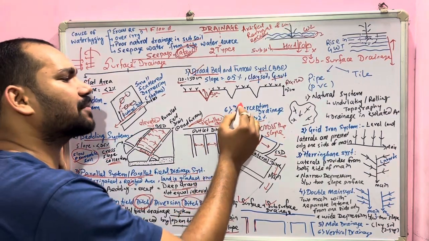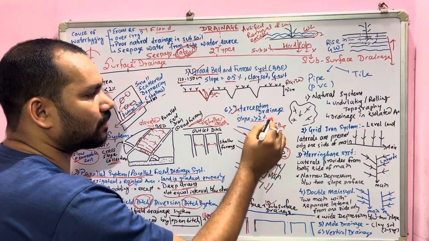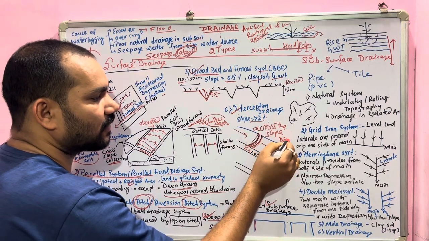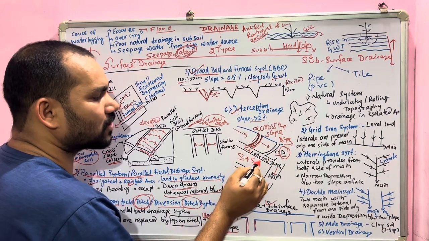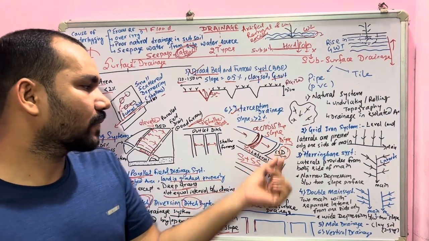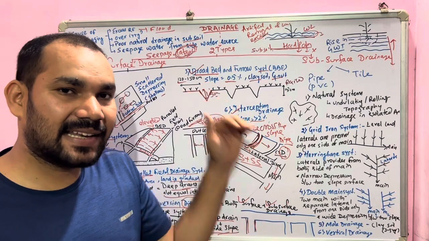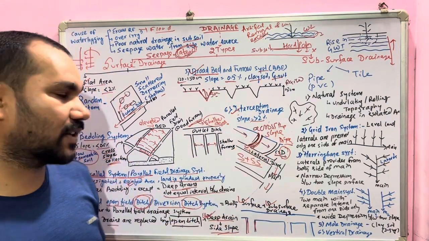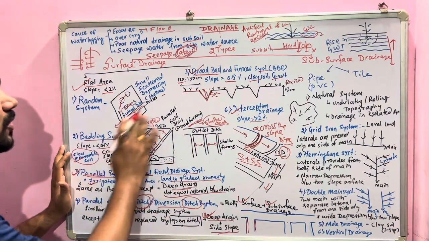So interception drainage, as you know, is a ditch type, so a cross slope ditch will be there, and it will provide both surface drainage plus subsurface drainage, because the depth of the drain is very high. This is mostly practiced in sloping areas, or we can say hilly areas. We can go for interception drainage there. Okay, this is the complete part of surface drainage.